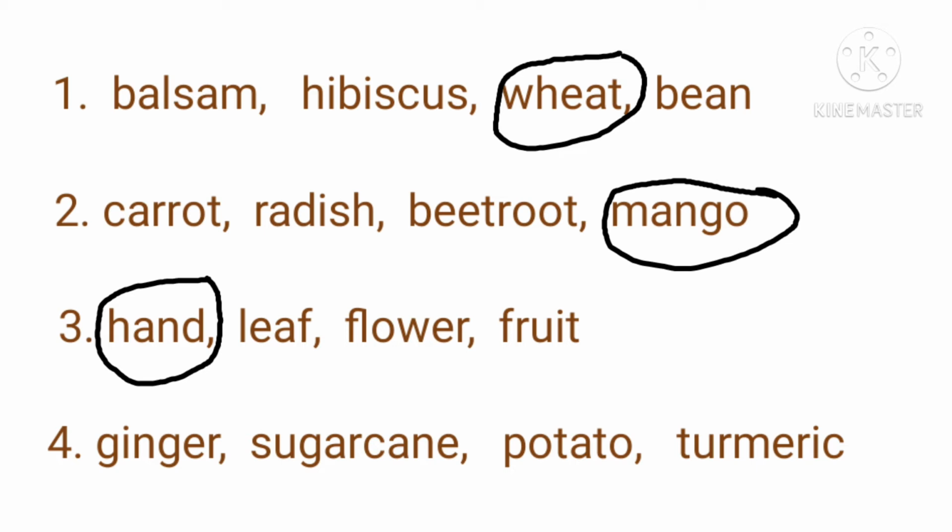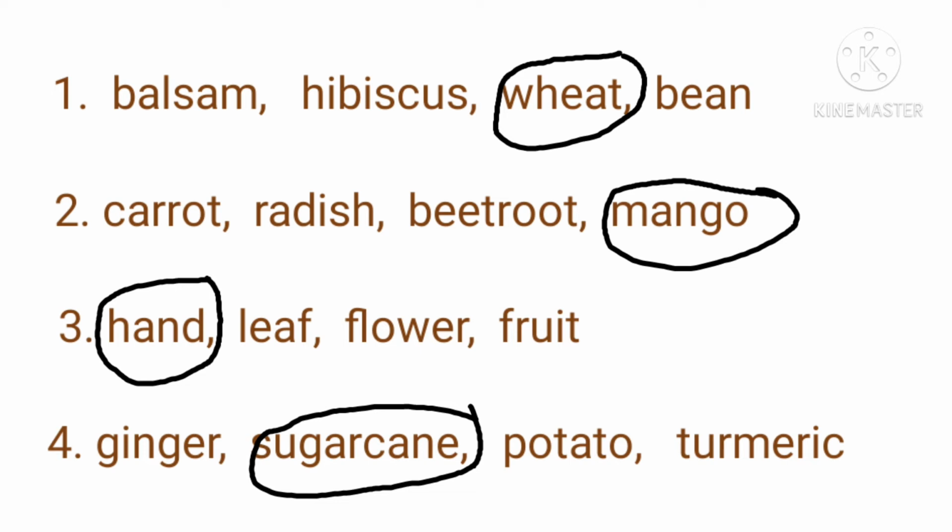This is the part of our body, and the other three are the parts of a plant. Next, fourth question. Here you have ginger, sugarcane, potato and turmeric. Which is the odd one here? Yes, sugarcane.